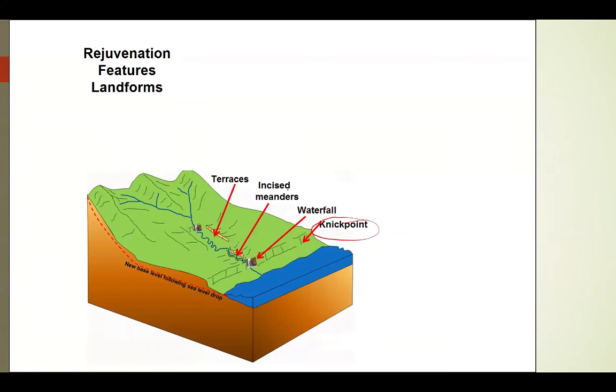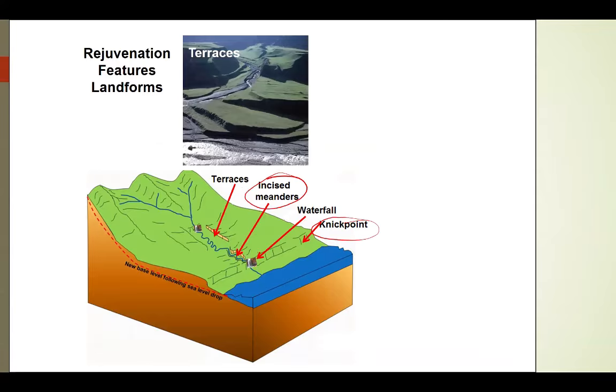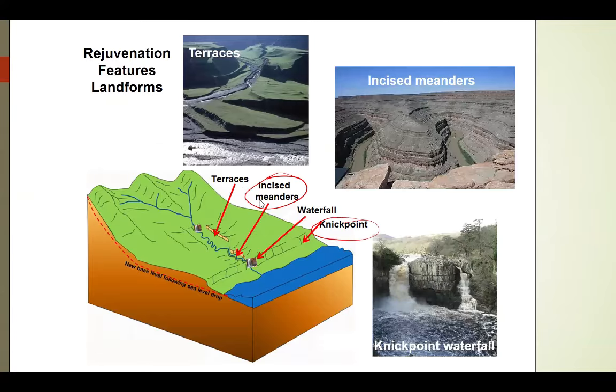And then incised meanders. What are incised meanders? Incised meanders are simply deep meanders. Rejuvenation has taken place and the river was already meandering. So when the river starts to gain energy but is already meandering, what is going to happen to the meanders? The meanders are going to become deeper. Once the river becomes deeper, we say the river is in a trench, or the meanders are incised.